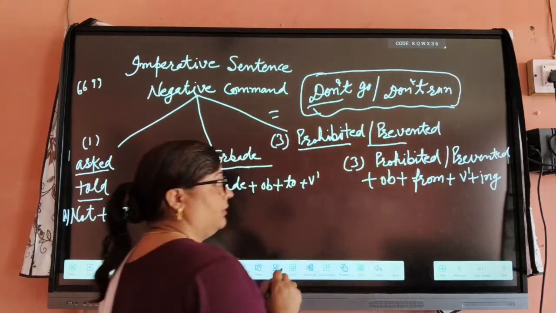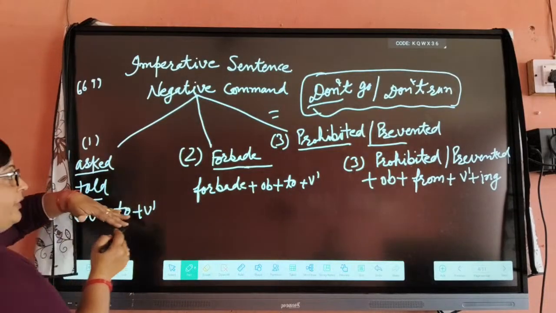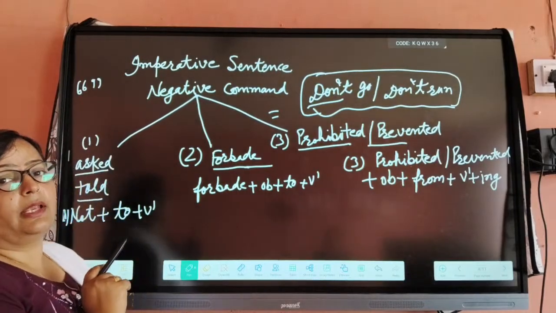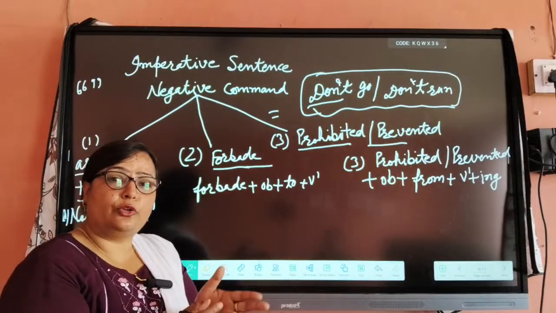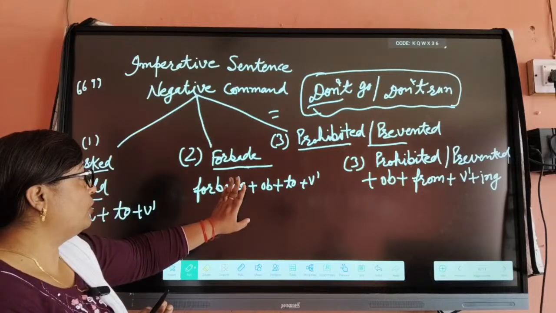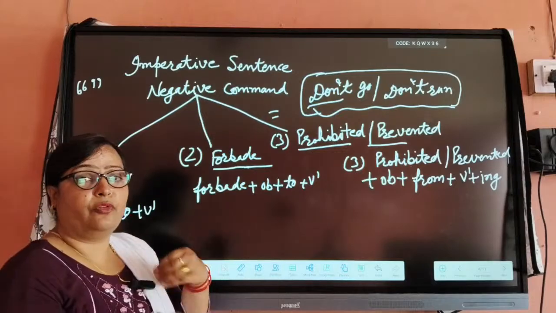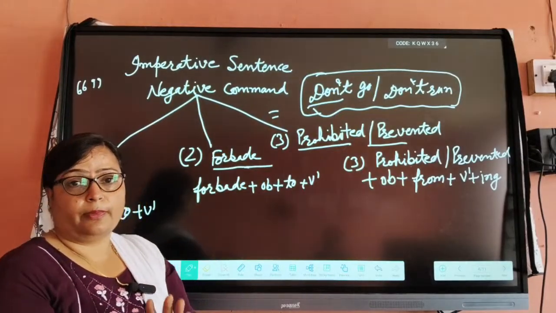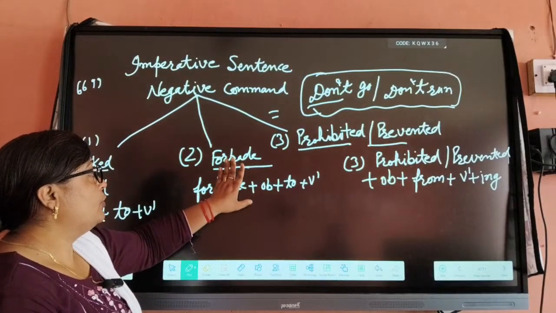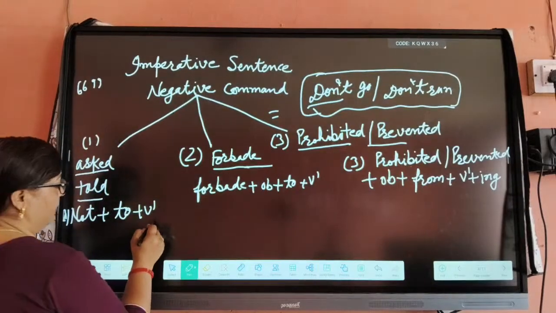These are the rules. Whether we change our said to into asked or told, or into forbade, always keep in mind that when we change our said to into forbade, we will not use not. Why will we not use not? Because not itself is in forbid. Forbid gives the meaning of not. That's why we will not use not when we use forbid in our sentence. Now let's see examples.